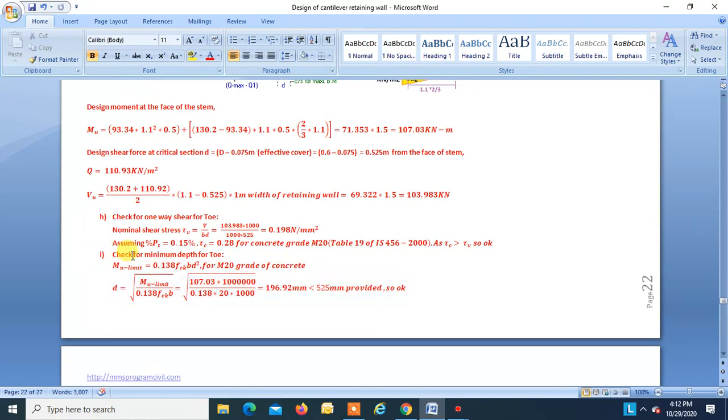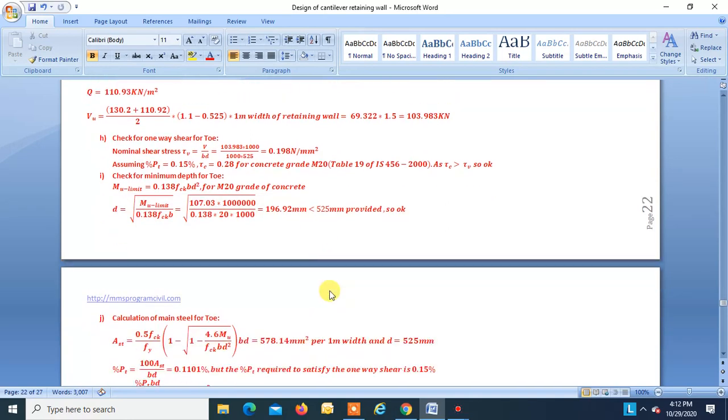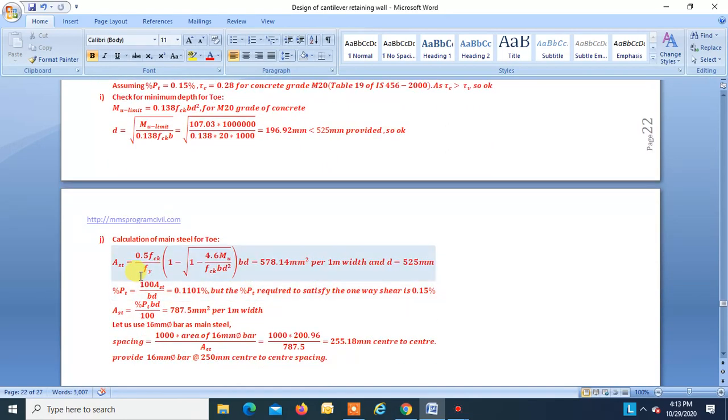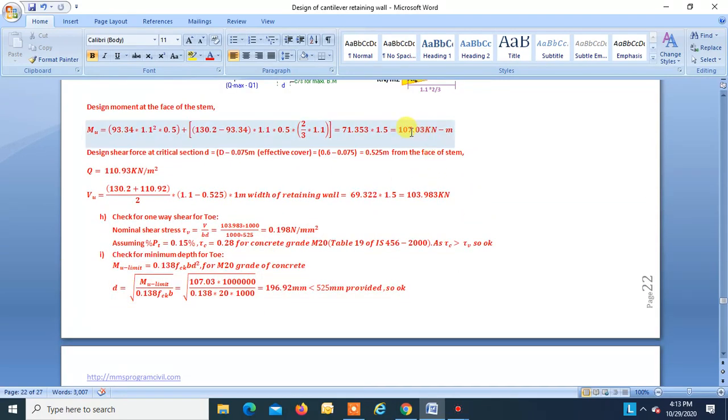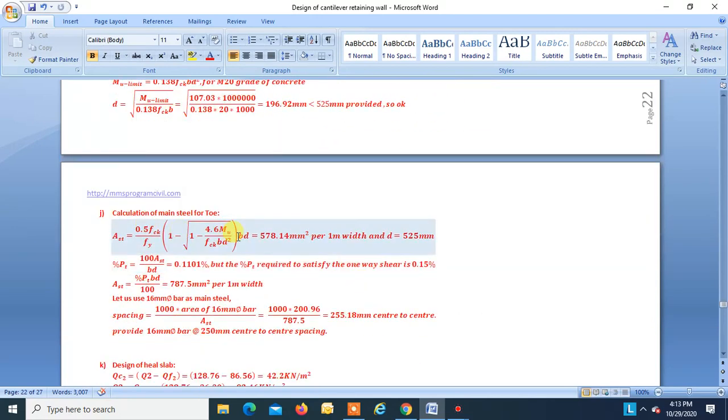The next step is to find whether the section is under reinforced or over reinforced. For the minimum depth required, the formula is Mu limit is equal to 0.138 fck bd square for M20 grade. So D is found to be 196.92 mm, provided is 525 mm. So our section is singly under reinforced section. As the section is singly under reinforced, we can use this formula. Moment is known to us, the moment found was this. For this we can find the steel. The steel turns out to be 578.14 mm square for 1 meter width strip, and D is equal to 525 mm.